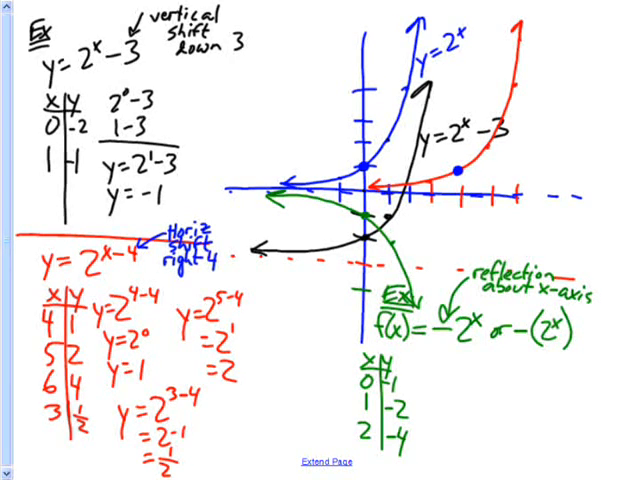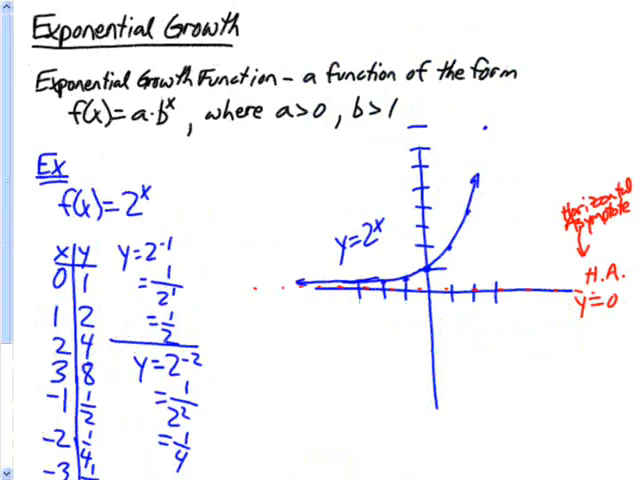Now all of these had either a 1 or a negative 1 out in front of the 2, right? So let's go back to the definition here. If this a was something besides 1, like you had 2 or whatever, it's gonna make that growth go a little faster, right?